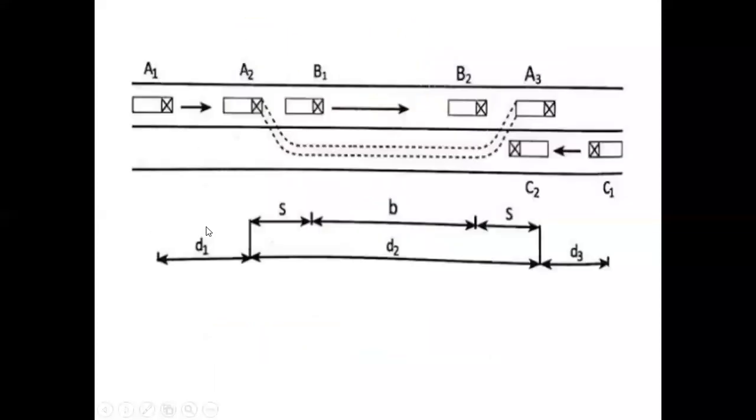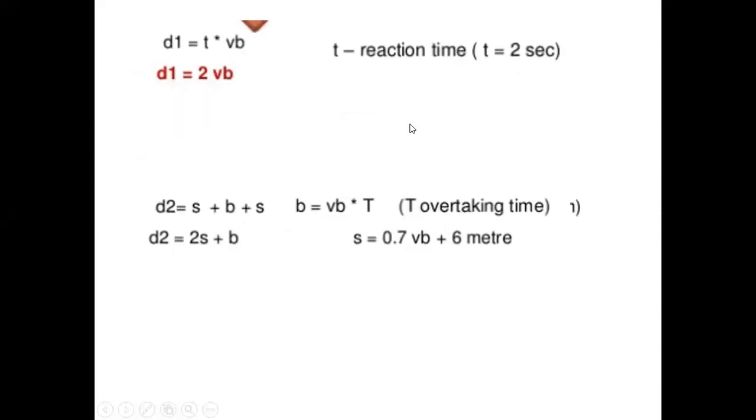So now you understood d2 is s plus b plus s, and this distance b will be calculated as speed of the vehicle B times t. T is the overtaking time, because this position of moving from b1 to b2 is happening in the overtaking time. Got it? As of now, you have understood, right? S, we are going to substitute. This is an empirical formula, 0.7 VB plus 6. It is in meters. All are distances, so it is in meters, and times are in seconds.